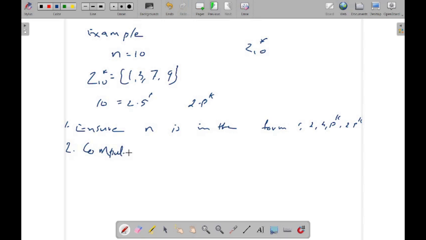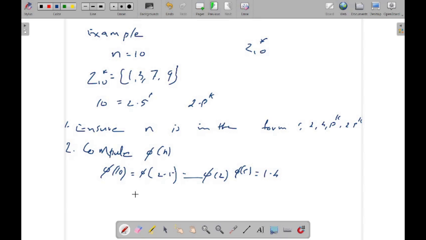In the next step, compute the Euler totient function phi of n. In our case, phi of 10 equal to phi of 2 into 5. Since 2 and 5 are coprime, we can write phi of 2 into phi of 5, which is equal to 1 into 4. So phi of n equal to 4.